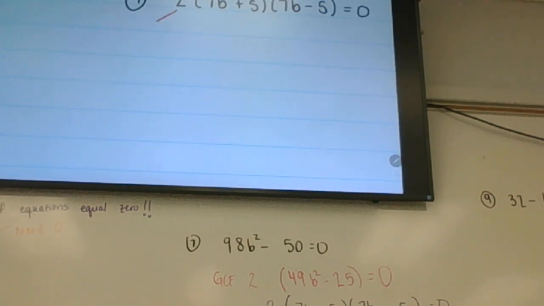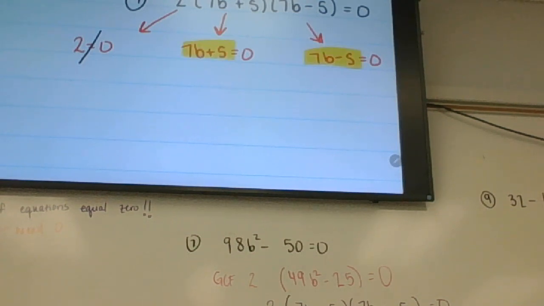So I'm going to do all parts. I'm going to say 2 equals 0, 7b plus 5 equals 0, and 7b minus 5 equals 0. Now, the 2 doesn't equal 0, so I'm going to put a line through it. It's not a solution, right? That doesn't work. And I'm going to focus my efforts on these two mini equations.